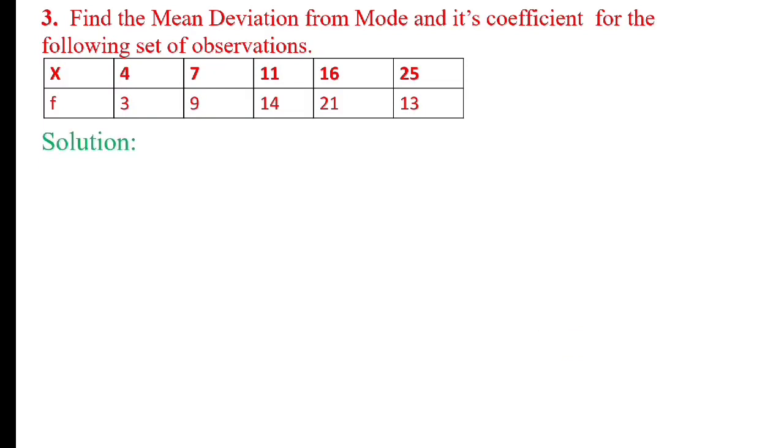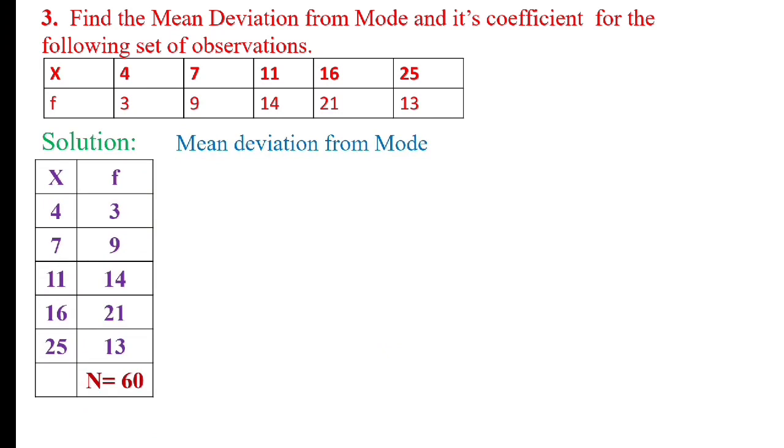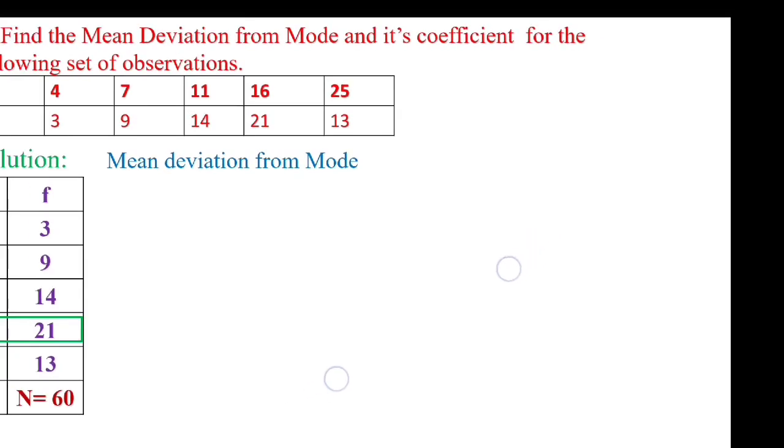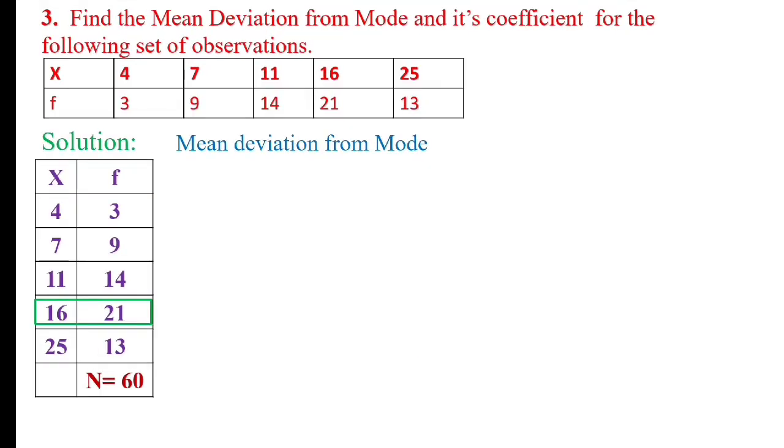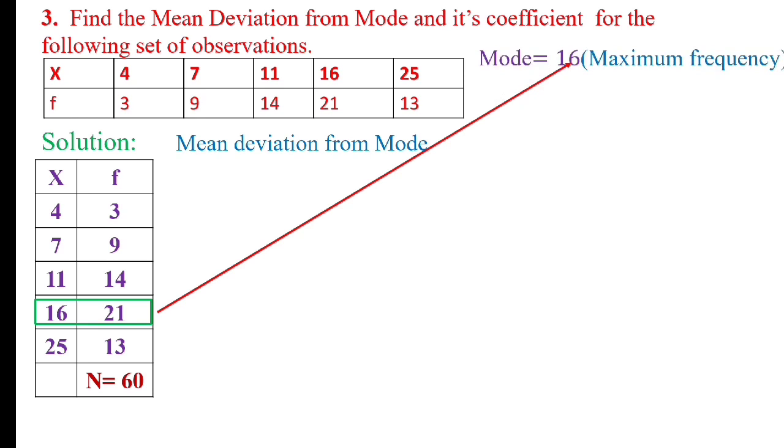Next problem: mean deviation from mode. The vertical form will be written. Frequency total is considered, which is equal to 60. Here we know that mode is the value with the maximum frequency. The maximum frequency here is 21, for which the x value is 16. So the mode equals 16.